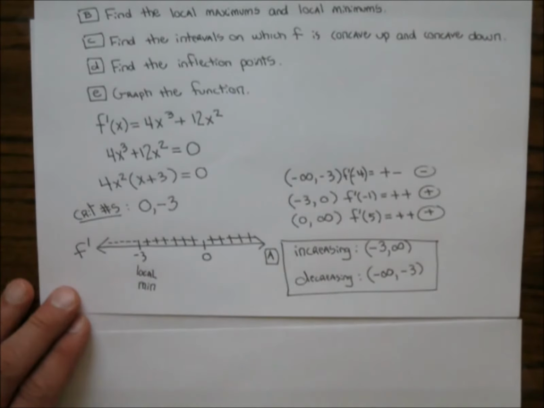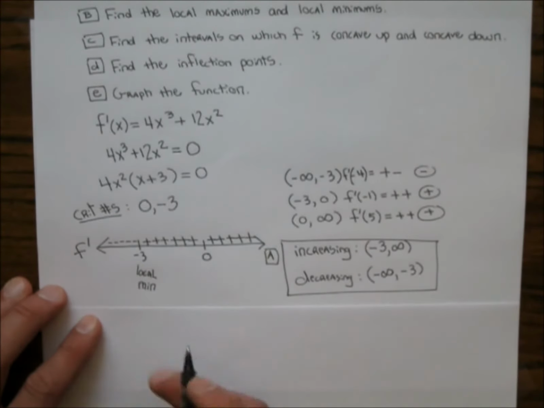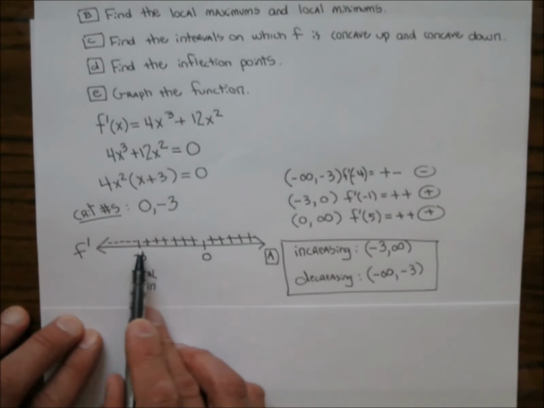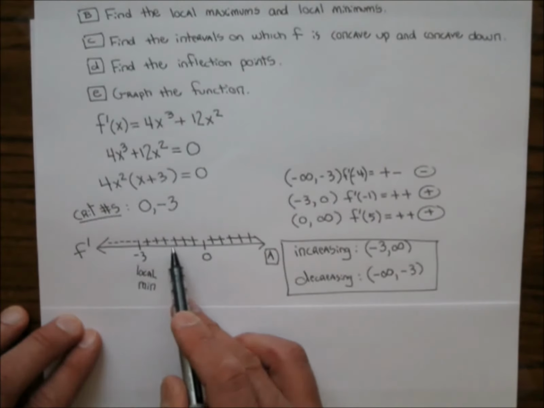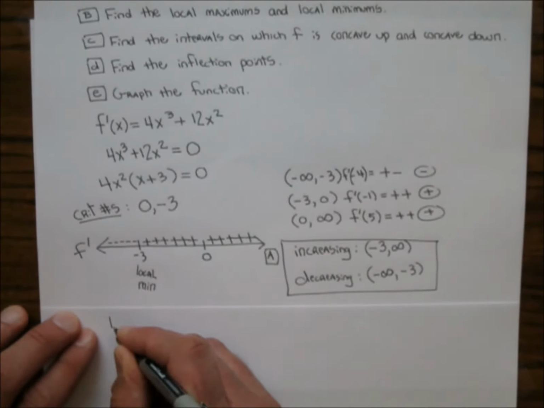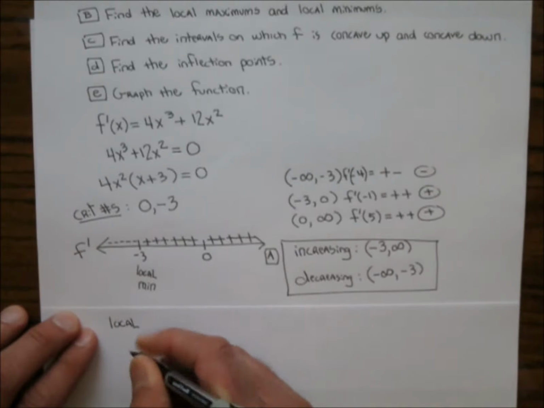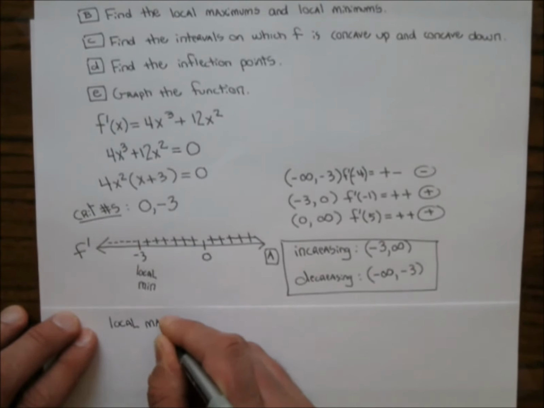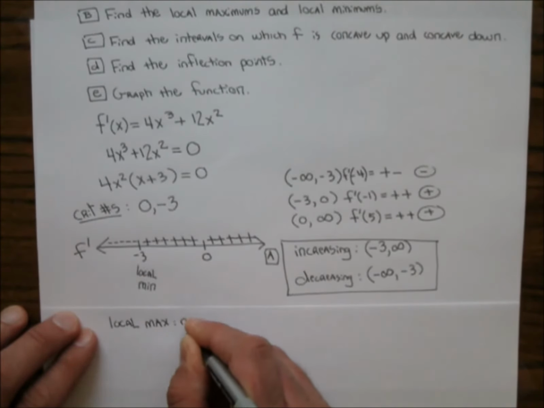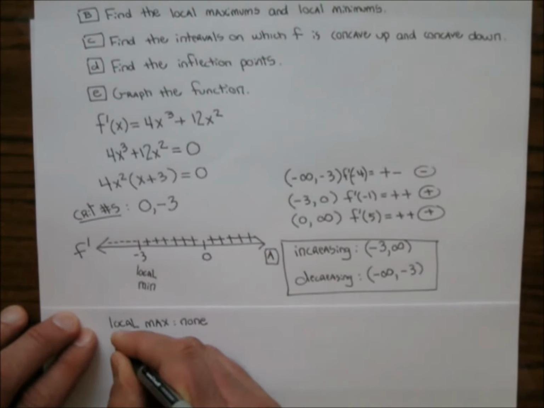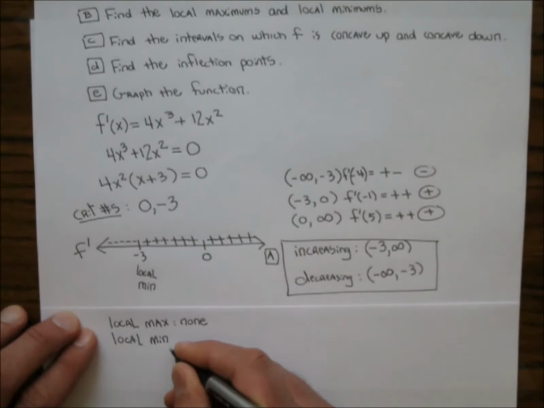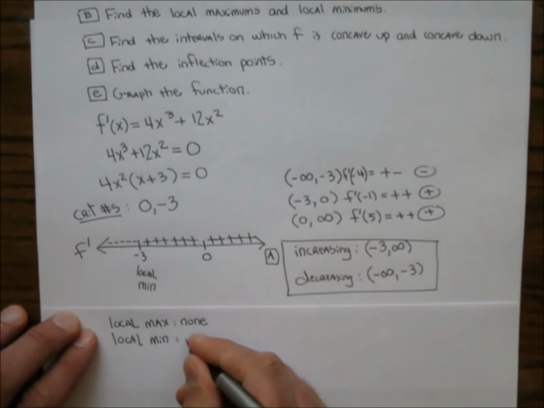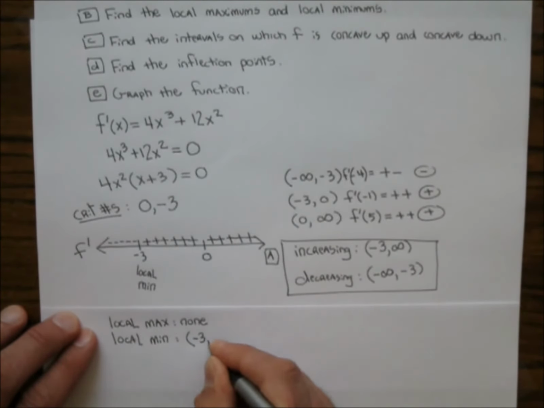The first derivative test tells you that you can look at this sign chart of the first derivative and find the local mins and maxes by when the signs change. So I have a local max. Well, I don't, so that's none. And local min, we're going to say our local min is at -3, that's the x value.